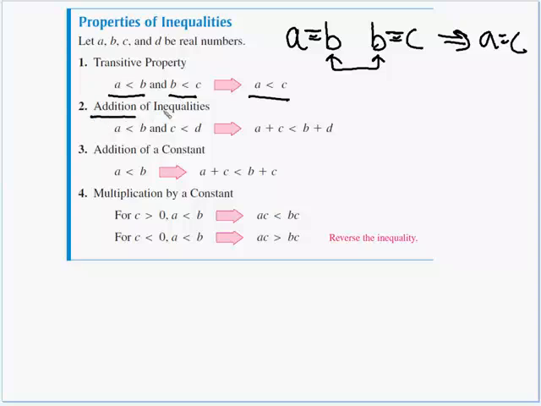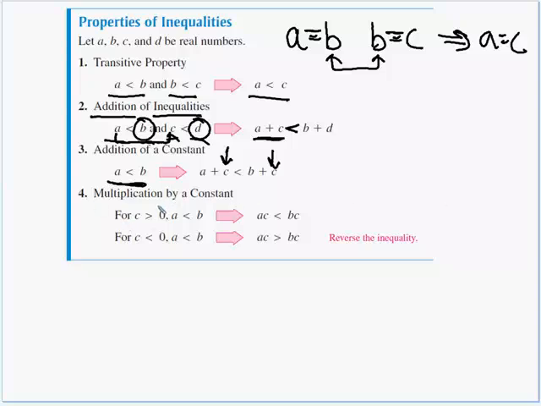We can add two different inequalities. Here we have A is less than B, and C is less than D. So if we add the first thing on the left here, A and C, we'd get A plus C. And that, of course, is going to be less than the other things added together, B and D. We can also take an inequality that's true, A is less than B, and we can add C to the left side and C to the right side, and it will still be a true inequality.